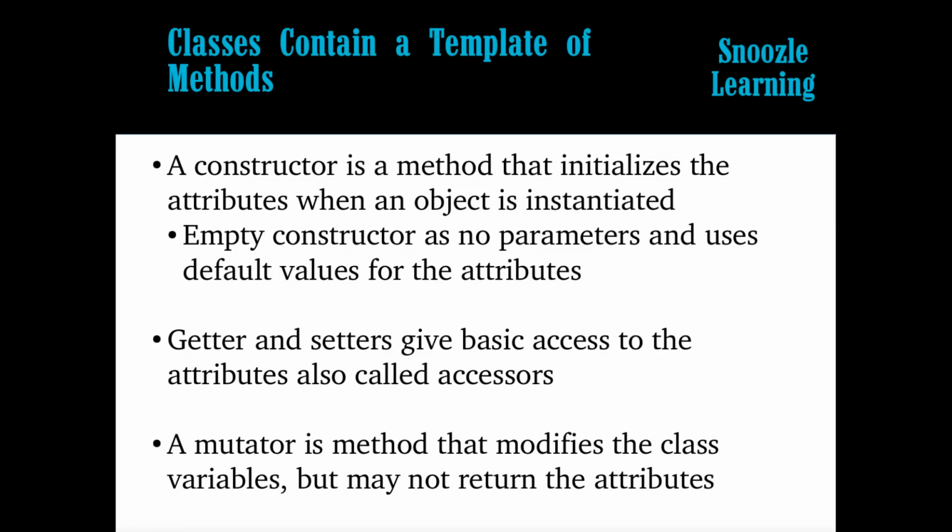Then you also have getters and setters. These are also called accessors. They basically allow you to get access. Get means retrieve the value of an attribute, and set means you store the value of an attribute. Like I said on the previous slide, generally you make attributes private. The getters and setters are going to be public methods that you can use to get different values.